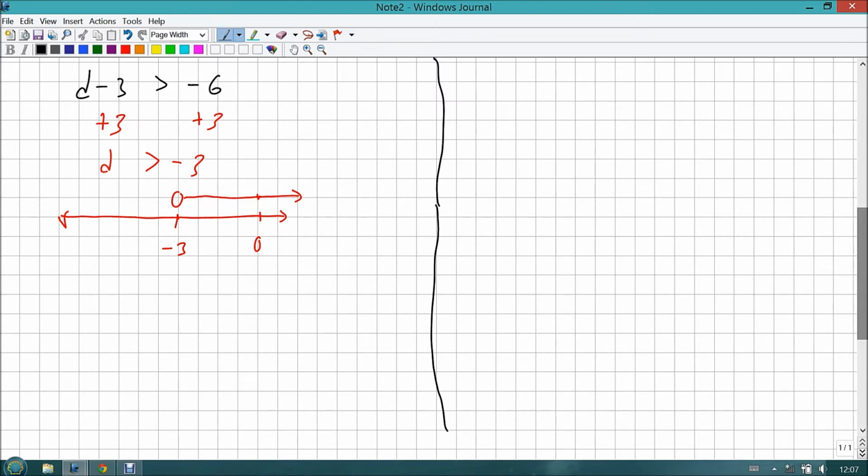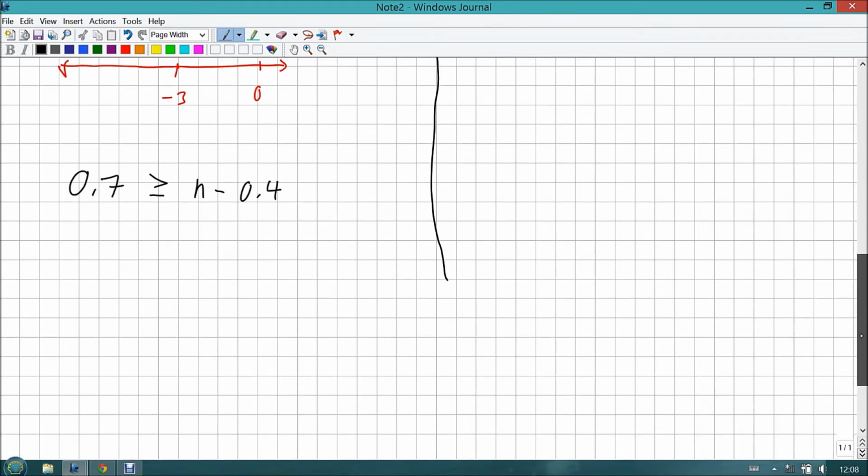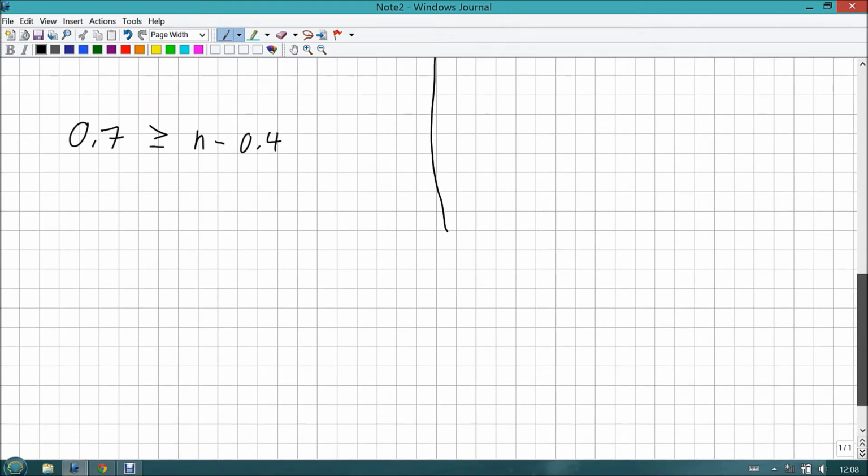So let's look at our next one. Our next example is going to be 0.7 is greater than or equal to n minus 0.4. Now some of you are thinking, oh my god, it's on the wrong side of the thing! And like, no, it isn't. It's fine. Your variable can be on either side. It just happens to be on the right this time.